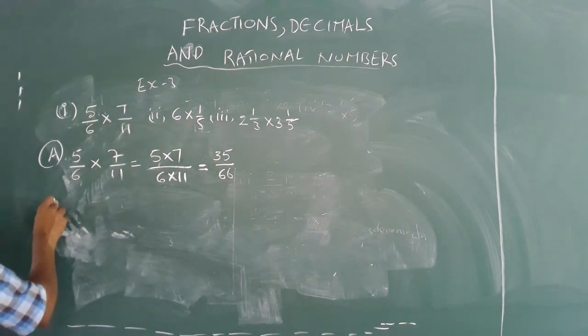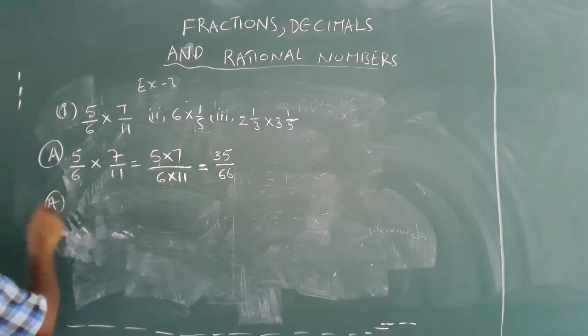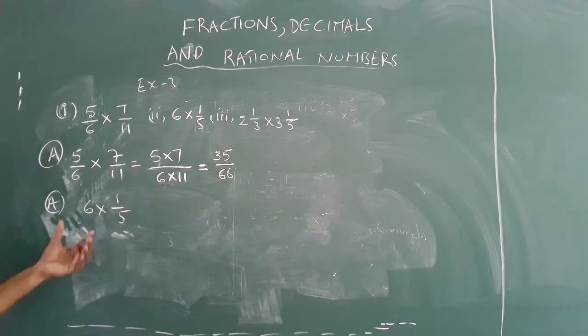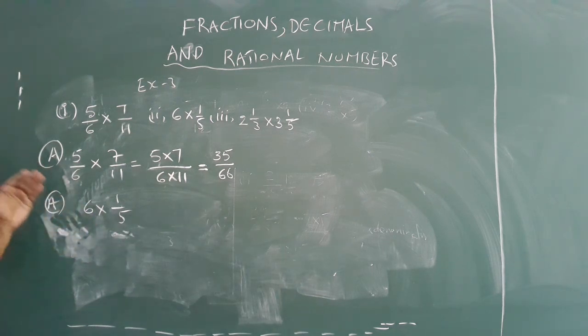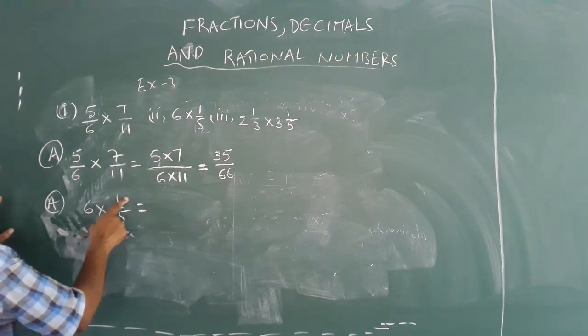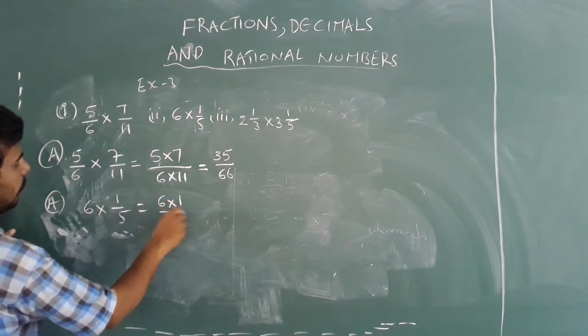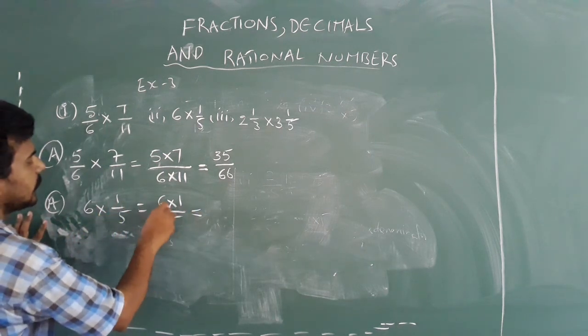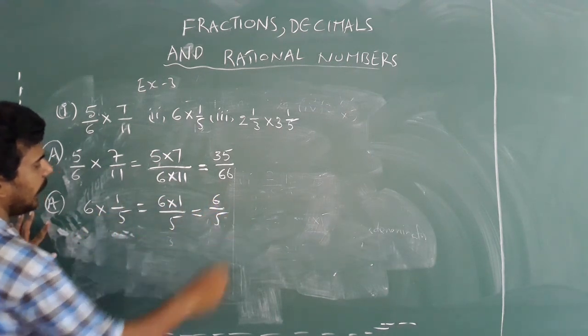Now take the second problem. Answer: 6 into 1 by 5. This is the multiplication of a whole number by a fraction. Equal to 6 into 1 by 5. 6 1s are 6, by 5.